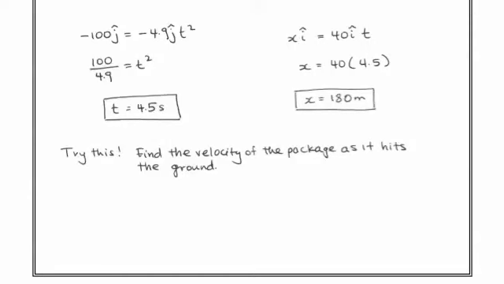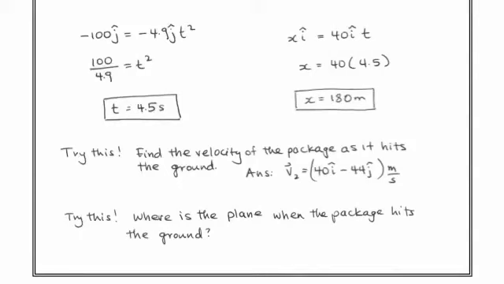So try this. This is a good little example for you to try. Find the velocity of the package just before it hits the ground. So just as it hits the ground, what's the velocity of the package? So try that. And to challenge yourself, try and work in your I hat and j hat notations. Okay, the answer is 40 I hat minus 44 j hat meters per second. Second question, once you've done that, is try this. Where is the plane located when the package hits the ground? And that one, we'll just leave the answer for now.